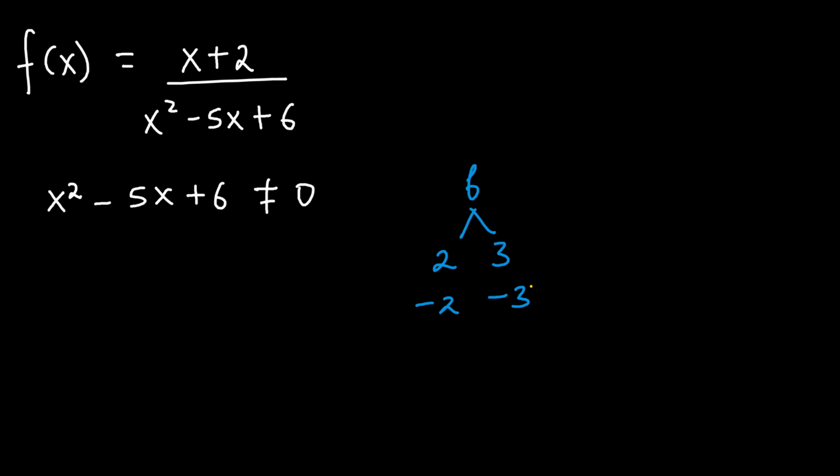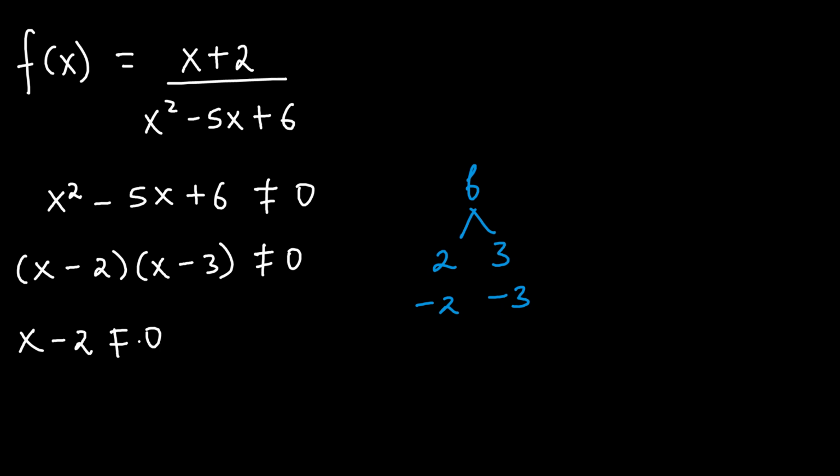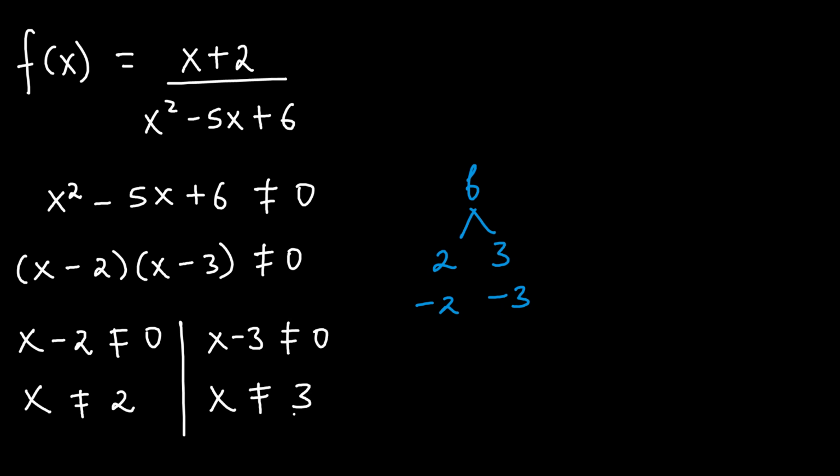But for this example, we shall take -2 and -3 because they add up to -5. So this can also be written as (x - 2) times (x - 3), and this cannot be equal to 0. And so x - 2 cannot be equal to 0, therefore x cannot be equal to +2. And then x - 3 cannot be equal to 0, and so x cannot be equal to +3.